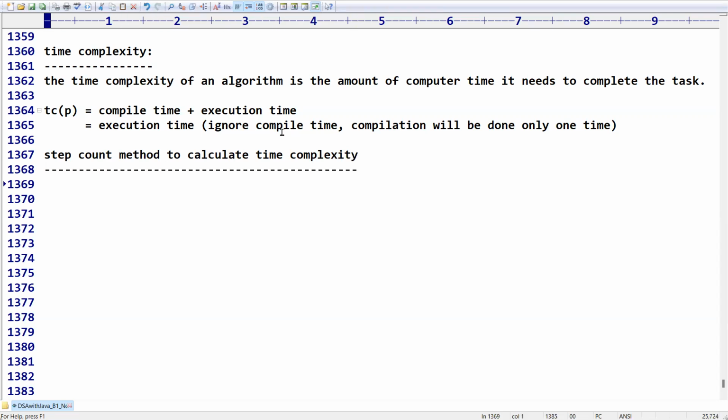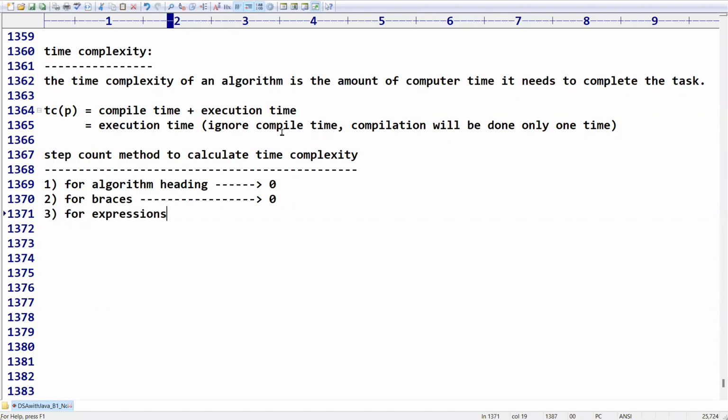First, we have some basic formulas. I will provide those basic formulas, then I will go with examples. Slowly I will add these formulas one by one. For the algorithm heading, it will take zero units of time. For braces, if you encounter braces anywhere, they will occupy zero amount of time. For expressions, it requires one amount of time.